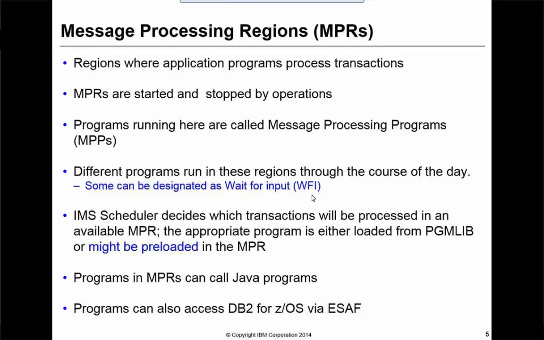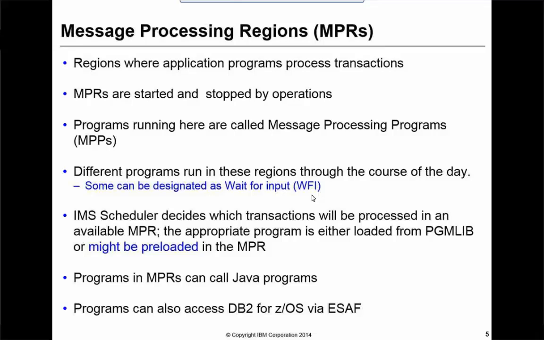As I mentioned, the scheduler decides which transactions will be processed in an available MPR, and then the appropriate program is either loaded from the program library, or the program might be preloaded into an MPR. That's another thing that performance tuning professionals will do in IMS. They'll say, look, I know these 5 programs are very, very important because they process important transactions, so let's just preload them into the MPR. So these programs are simply sitting there, and they can be invoked, and so we don't have to go load them in from the program library, right?